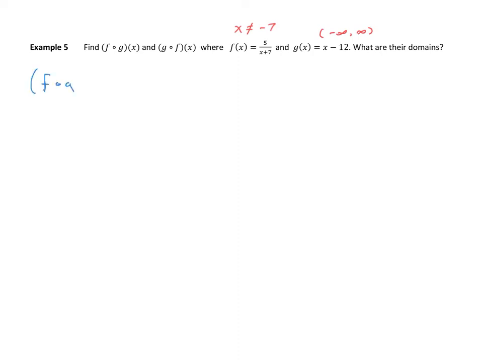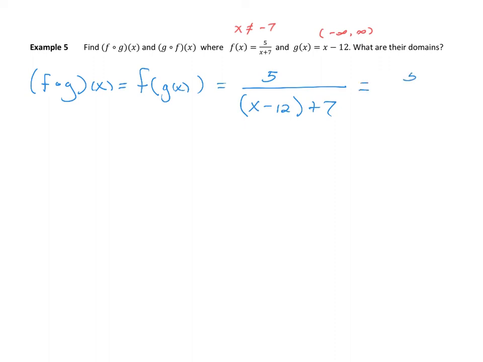So f composed with g is saying take the function f, and wherever you see an x, put a g of x. Well, the function f is 5 over x plus 7, but instead of x, we were plugging in x minus 12. Okay, we can simplify this thing. Let's see, that's 5 over, well, I don't really need the parentheses. And I can combine the -12 and the +7 to -5.